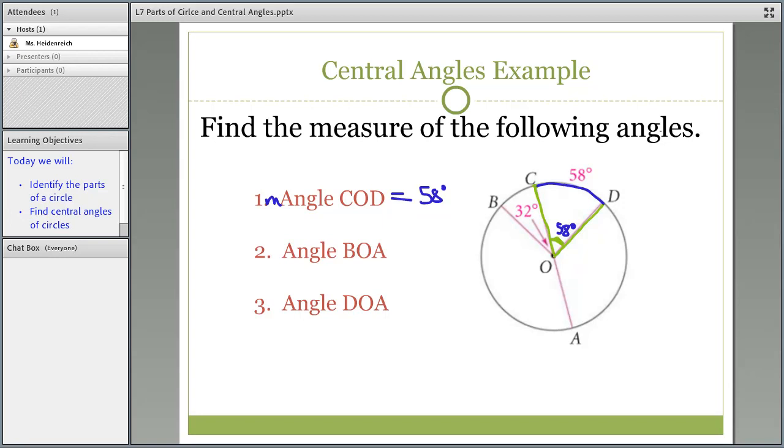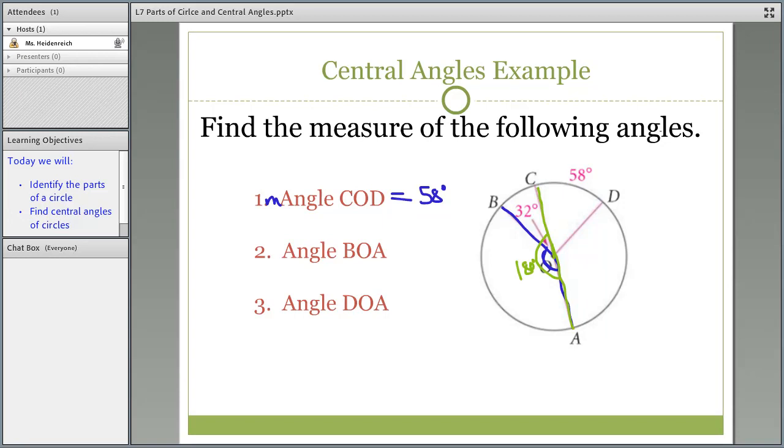Okay, now let's try BOA. So I'm going to erase some of my work here. BOA. Now this could be tricky here. There's nothing written. We want the measure of this angle. And there's nothing really written there. There is a 32 next to it. And what you might notice is that if you include 32, then if you go all the way across from C to A, the whole amount is a half circle, which is 180 degrees.